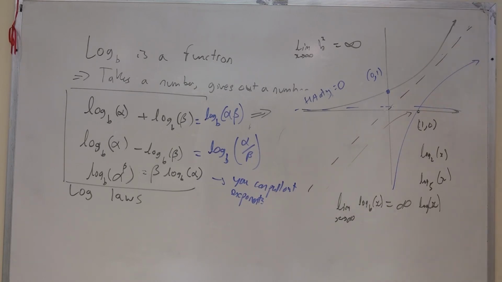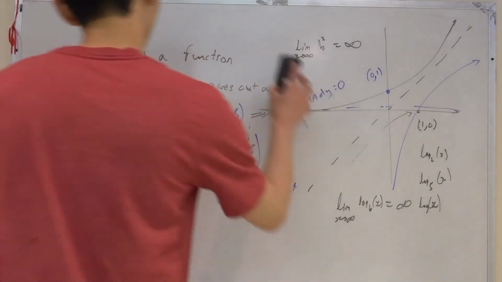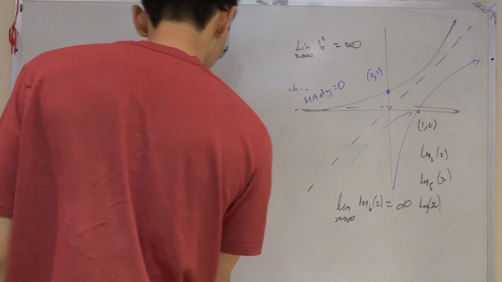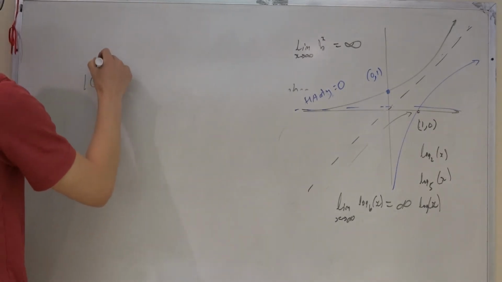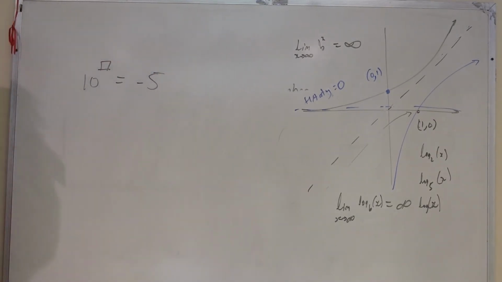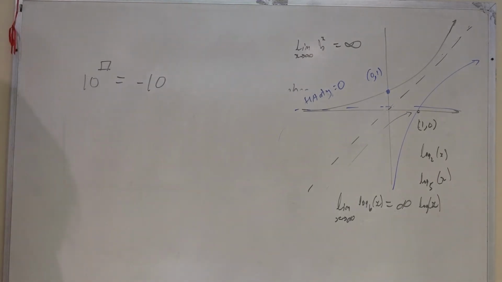Lastly, I want to think about the domain. The domain is quite clear here. It is definitely not going to take on any values that are negative. The reason why is this. Can you tell me what number I have to raise 10 to, to give me negative 5? Or sorry, negative 10. And no, it's not negative 1.